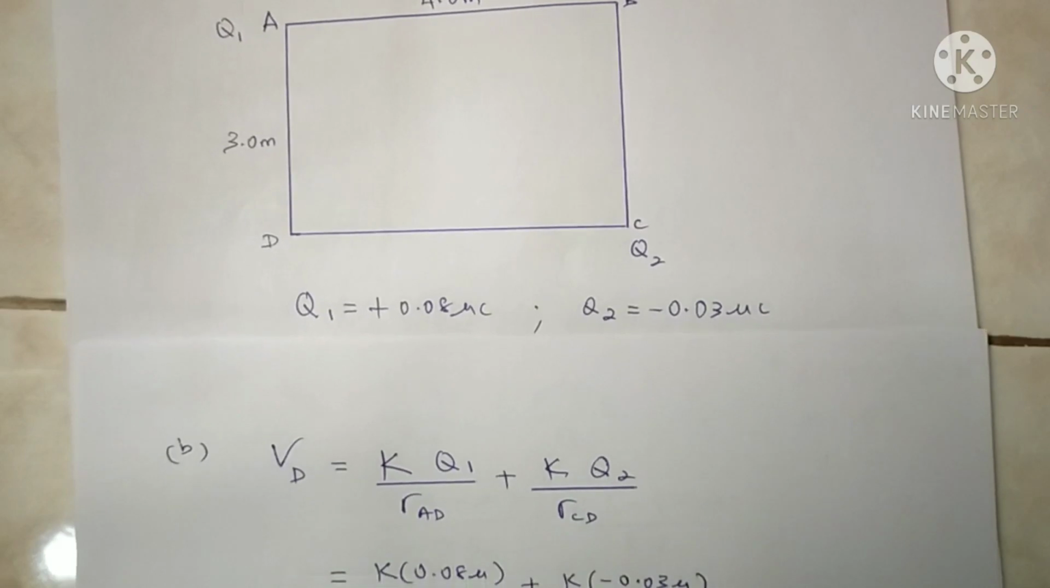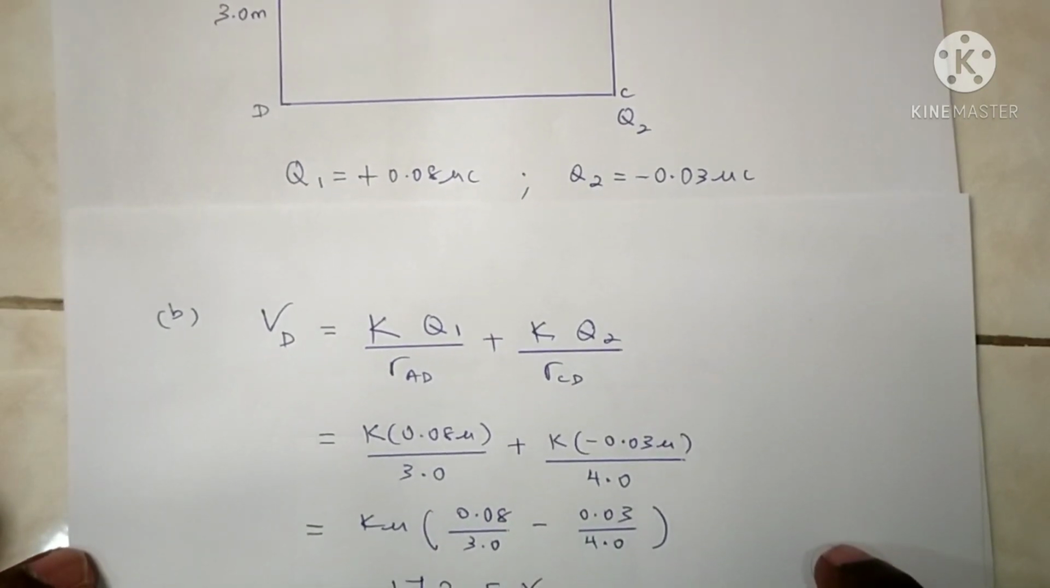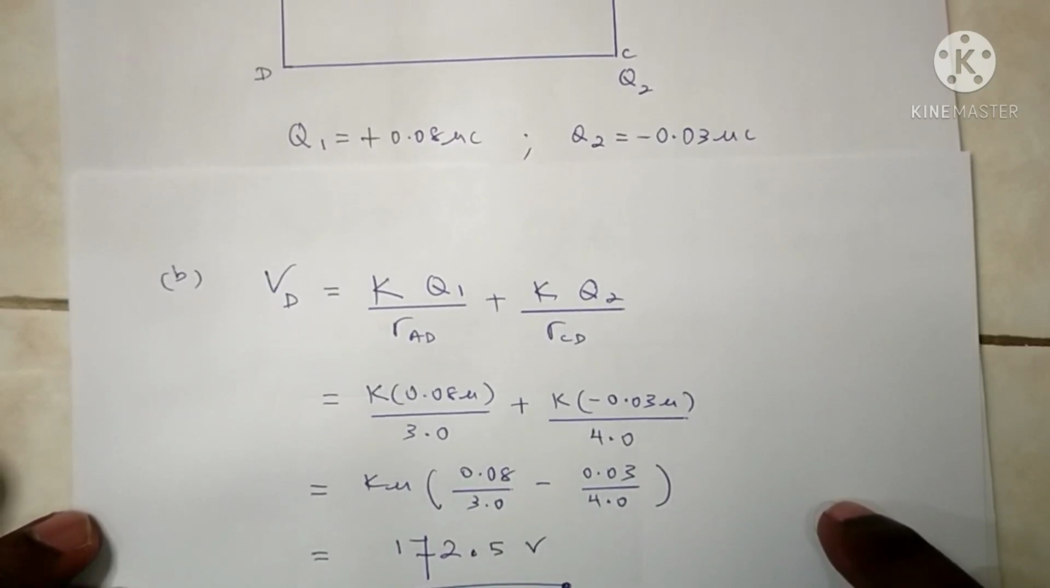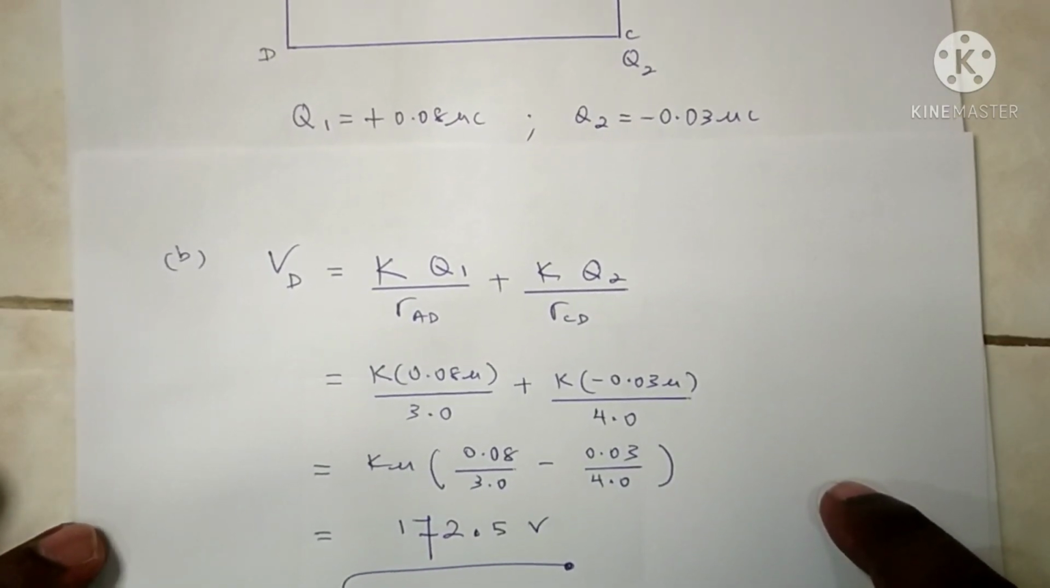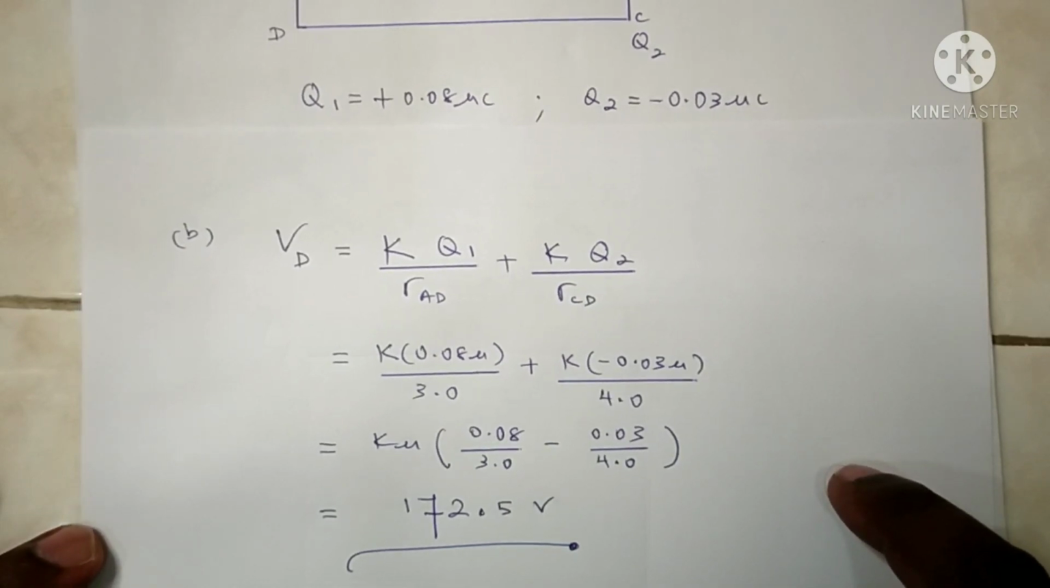We're going to substitute all the possible values accordingly into this equation and we will get the electric potential at point D is about 172.5 volt.